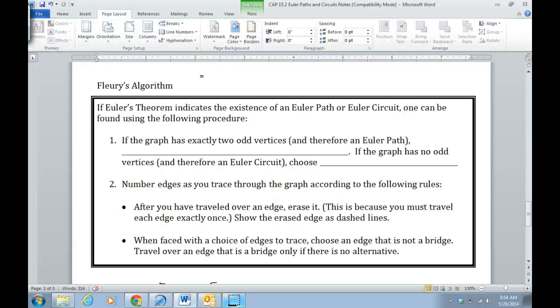Fleury's algorithm makes me think of a Flurry that you can buy. I need some ice cream and some chocolate chip cookies mixed together, right?